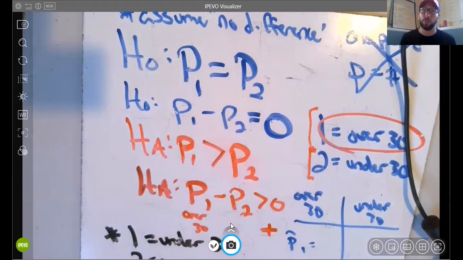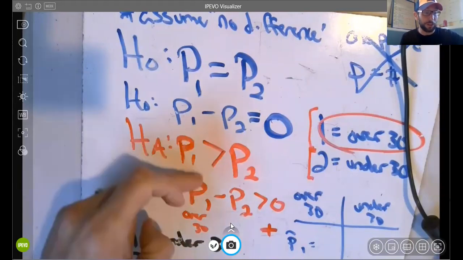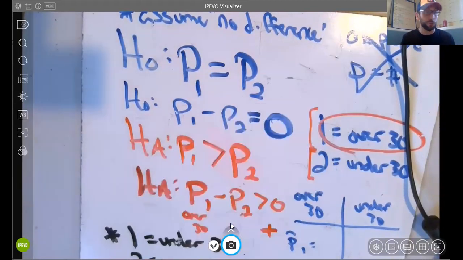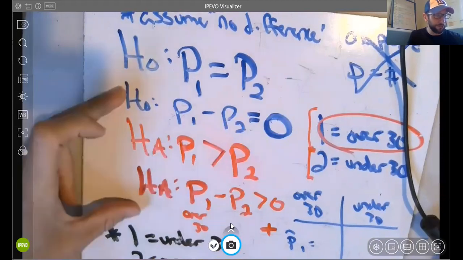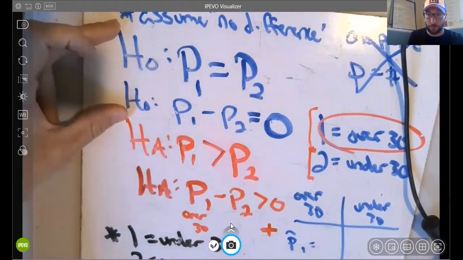Null, we always assume no difference. Alternative, we always look at what the question's asking, because that by definition is what the alternative hypothesis is showing, what we're trying to prove. Pay attention to the key, right? If you're going to use 1s and 2s in here, make sure you have a key showing which group is 1 and 2. And then if you're going to write it as a difference, the null is always going to look like one of these blue things.